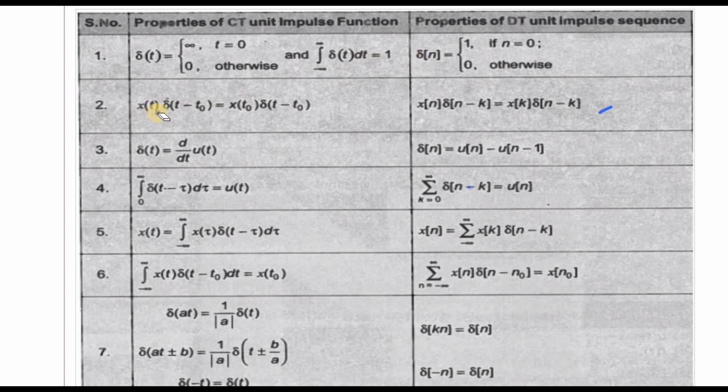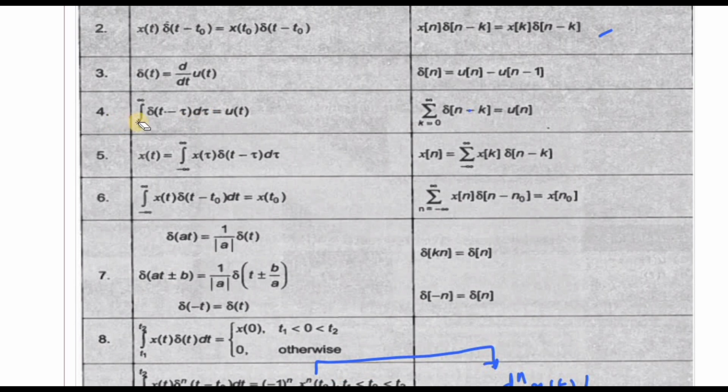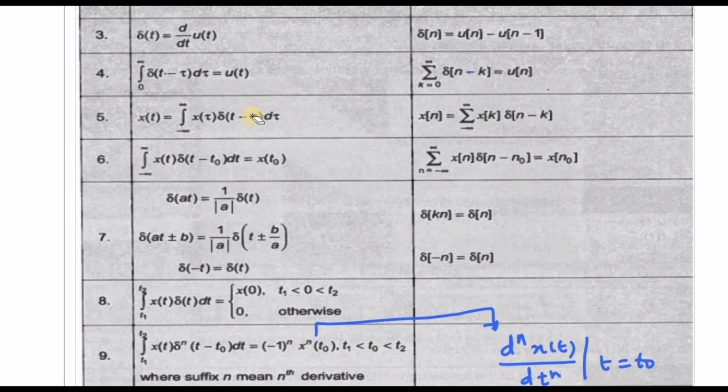The second property is x of t into del of t minus t naught is equal to, so here you have to substitute t naught instead of t. So this becomes x of t naught into del of t minus t naught. Third property is del of t is equal to the differentiation of u of t. Then the fourth property is integration from 0 to infinity of del t minus tau d tau is equal to, so here you have to substitute t instead of tau, so it becomes u of t.